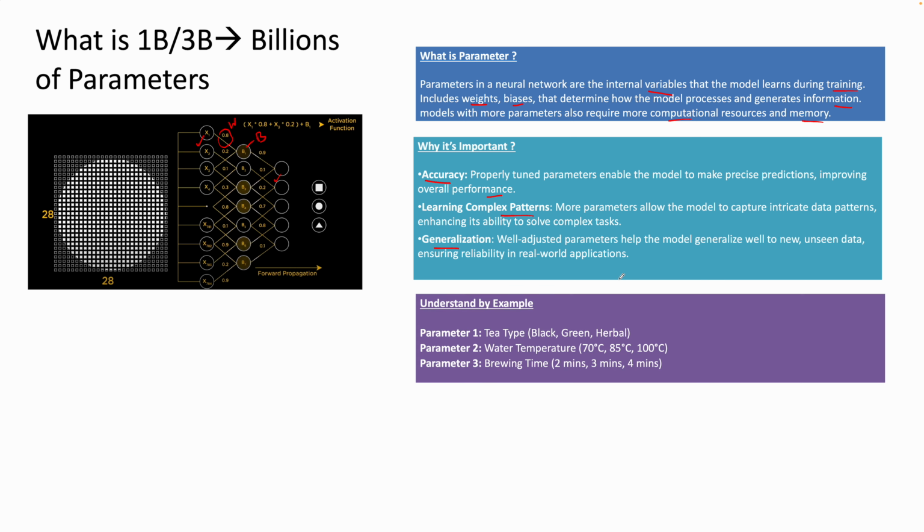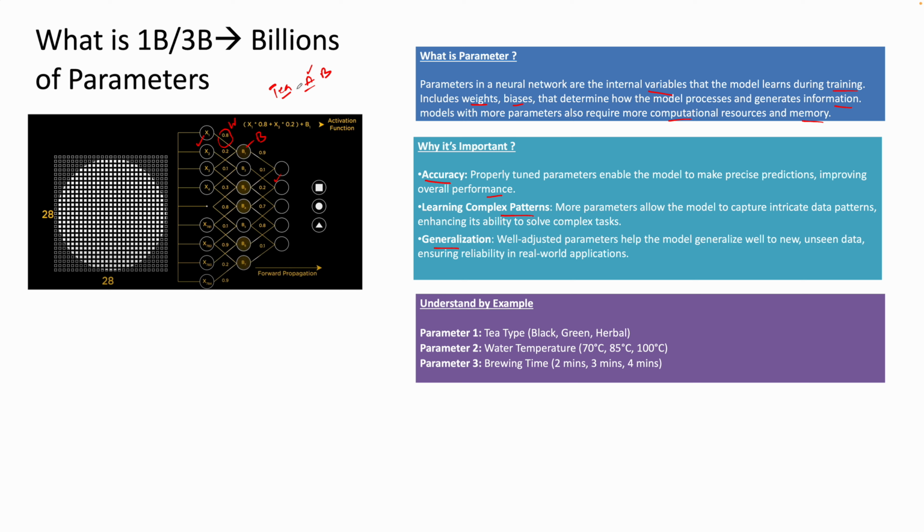Now, even if you are still not understanding the parameters, I've taken a very, very simple example of tea, right? So let's say there is a person A and there is a person B. You say that person A makes a very good tea, and person B doesn't make that great tea. Why does that happen? So think in terms of LLM. What are the parameters when you're making a tea? The parameter could be, okay, I could go with a black tea, I could go with a herbal tea, I could go with a green tea, right?